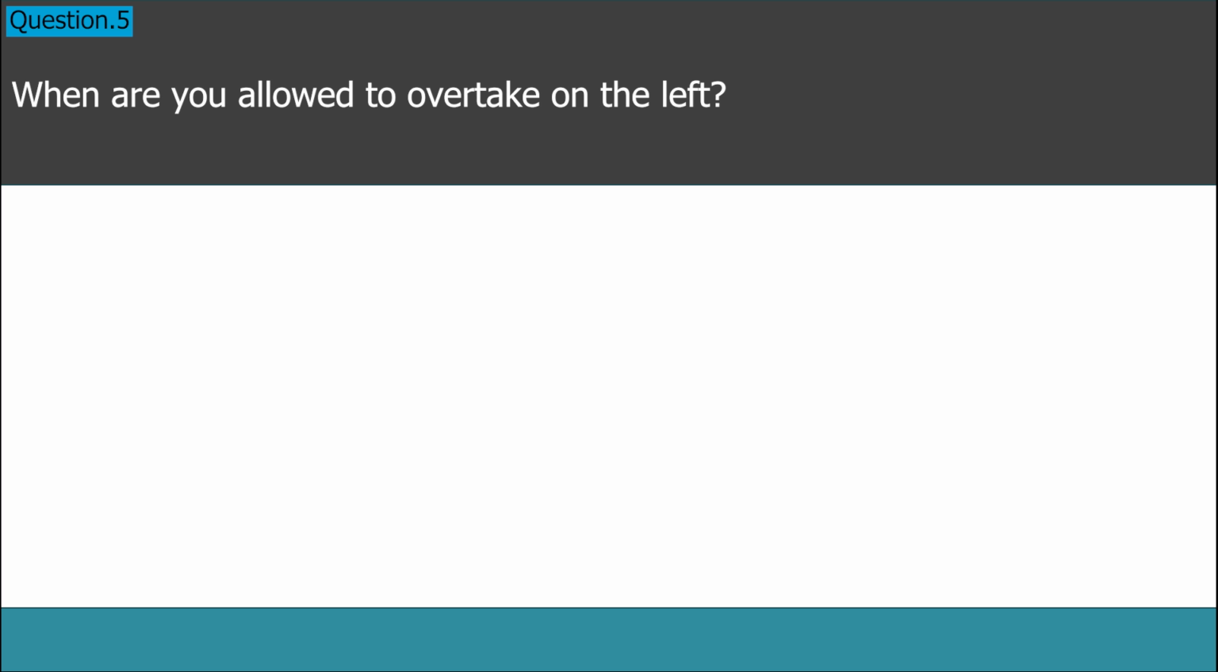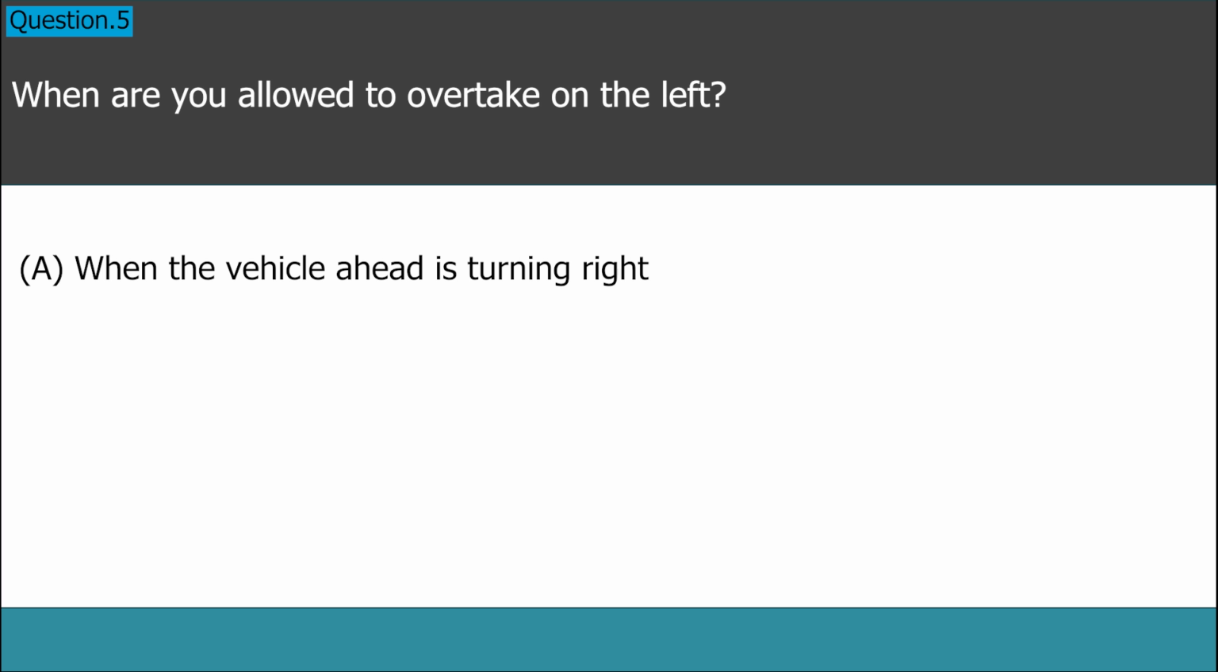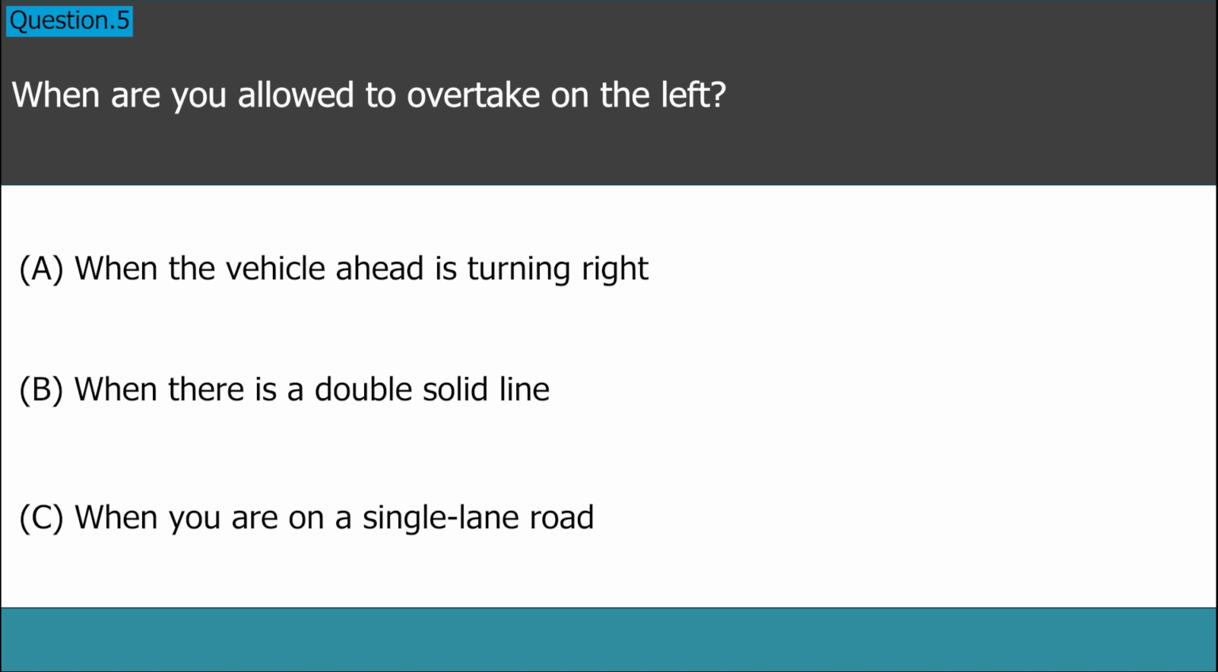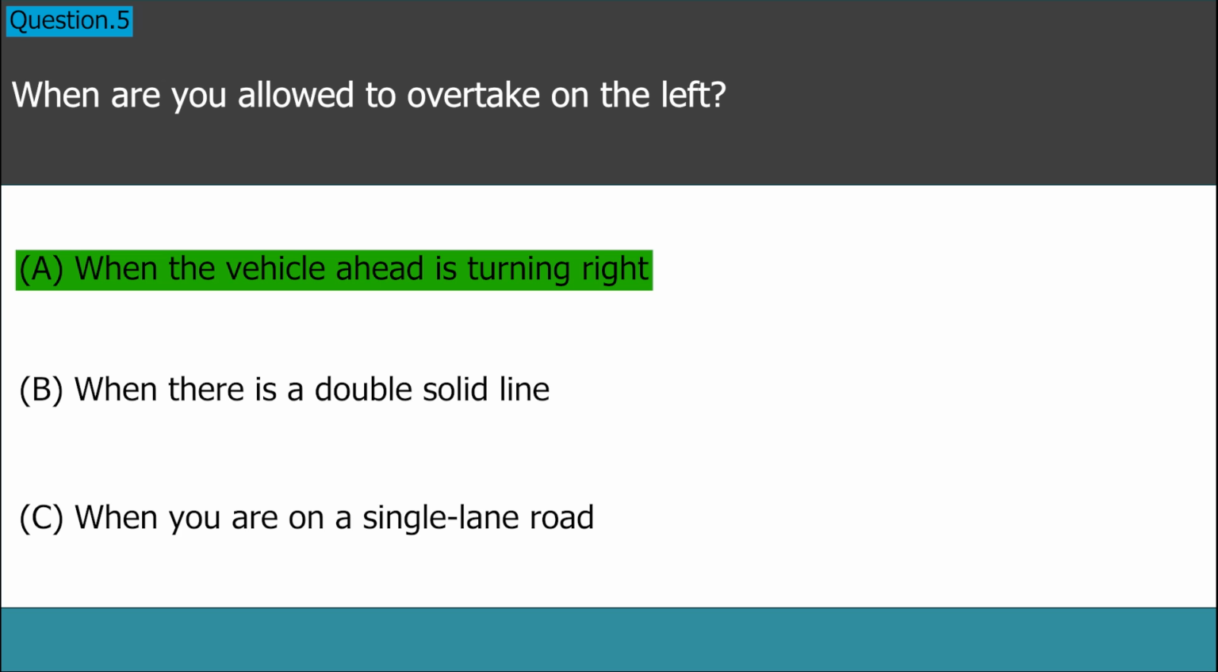When are you allowed to overtake on the left? A. When the vehicle ahead is turning right. B. When there is a double solid line. C. When you are on a single-lane road. Answer: A. When the vehicle ahead is turning right. You can overtake on the left if the vehicle ahead is turning right and it is safe to do so.